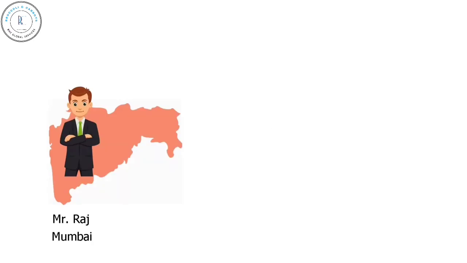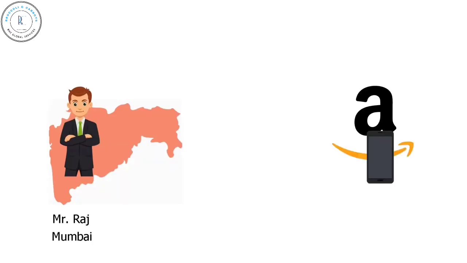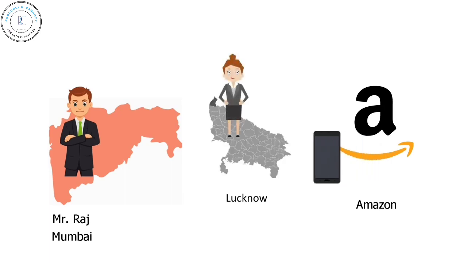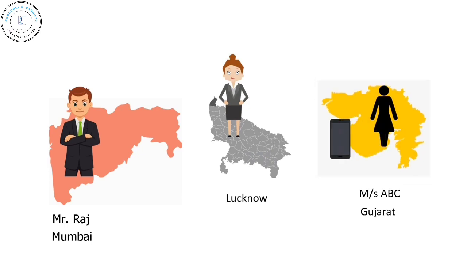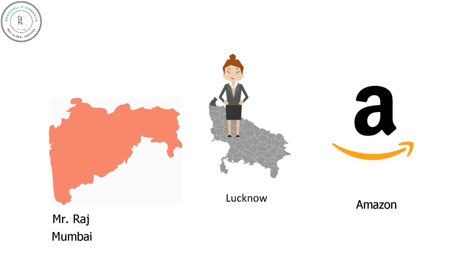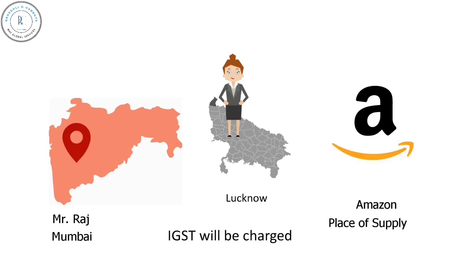Example, e-commerce sale. Mr. Raj of Mumbai, Maharashtra orders a mobile from Amazon to be delivered to his mother in Lucknow, UP as a gift. Ms. ABC, online seller registered in Gujarat, processes the order and sends the mobile accordingly, and Mr. Raj is billed by Amazon. It will be assumed that the buyer in Mumbai has received the goods and IGST will be charged. Place of supply will be Mumbai, Maharashtra, and IGST will be charged.